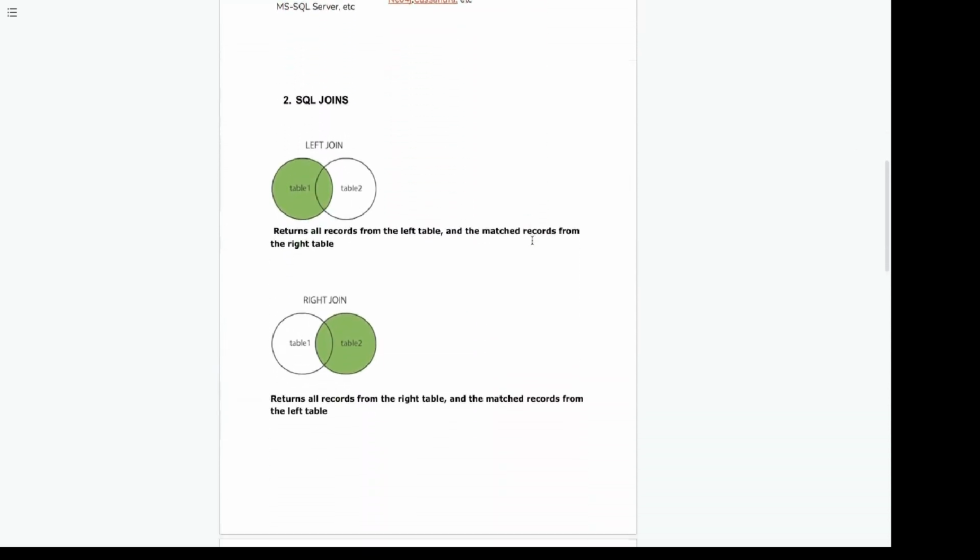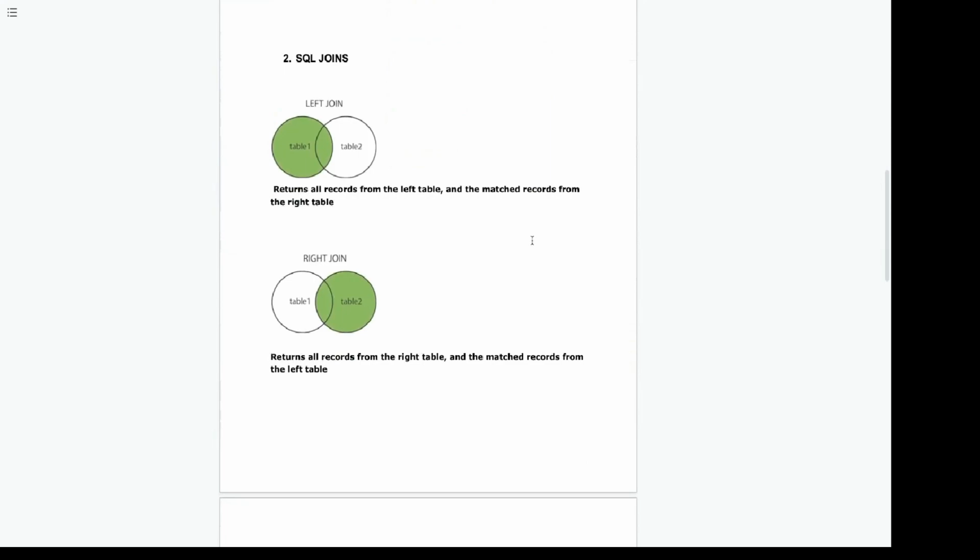Now coming to the second question. They can also ask you about SQL joins. There are many types of SQL joins, but the 3 main important ones you can give are left join, right join, and inner join. If you look at this Venn diagram, left join returns all the records from the left table. It will return all the rows from the left table and matching rows from the right table.